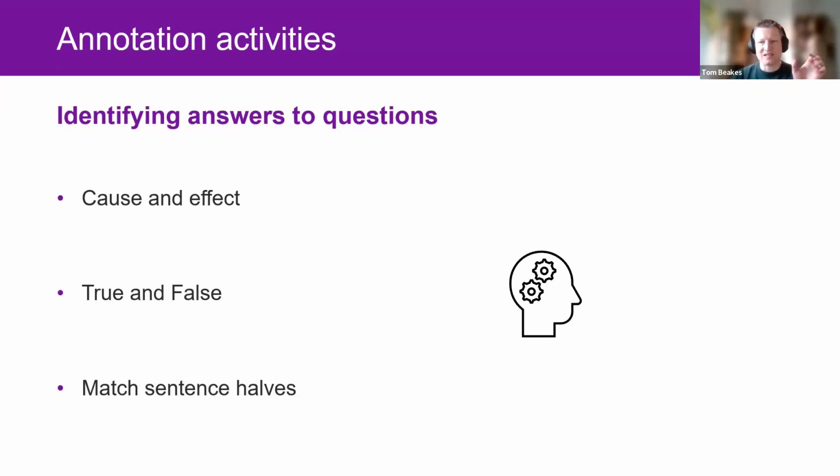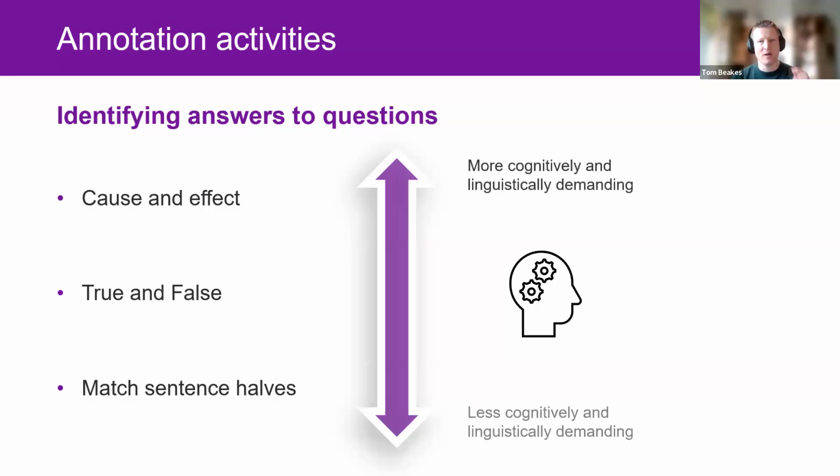I also wanted to point out that these tasks increase in the cognitive demand required. We go from matching sentence halves, which is less cognitively and linguistically demanding because there's no linguistic production required from the learner, it's just passive, to the cause and effect task, where they have to write some notes down and also think about this cause and effect relationship, which is quite sophisticated thinking. So again, this shows how we might scaffold these kinds of activities as our learners progress through their school careers.